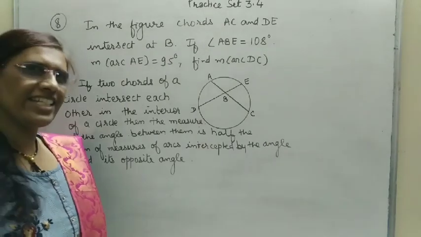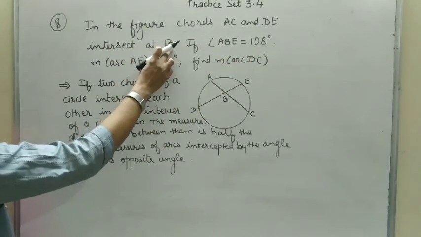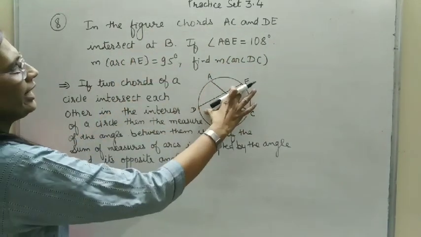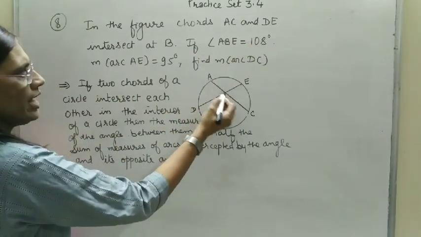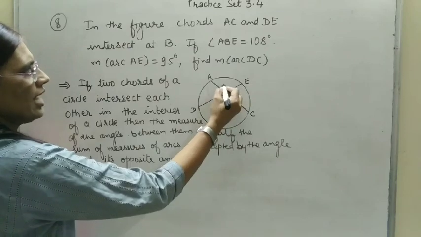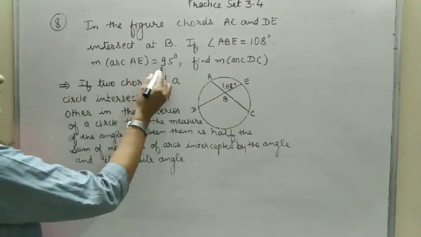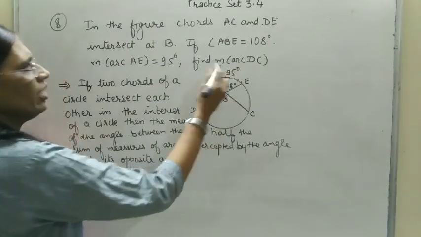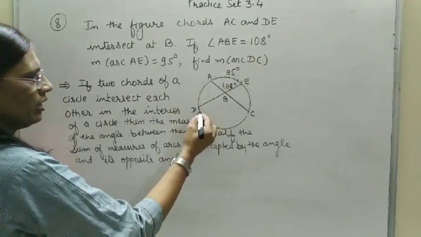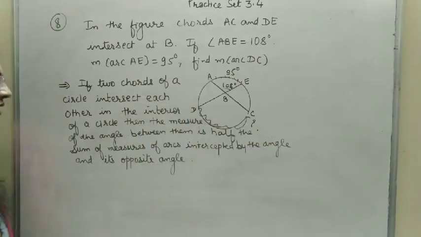Let us discuss the last example. In the figure, chords AC and DE intersect at B. If angle ABE, this angle, is 108 degrees, and major arc AE is 95 degrees, find major arc DC. This arc we have to find.